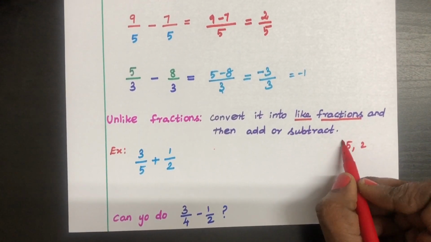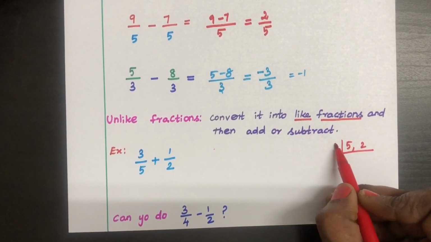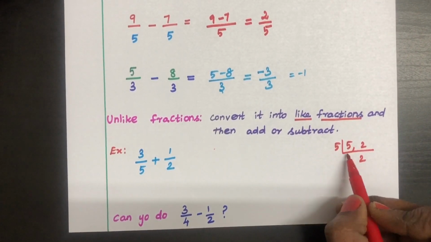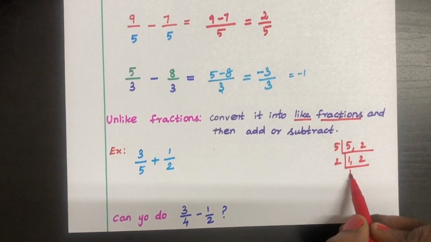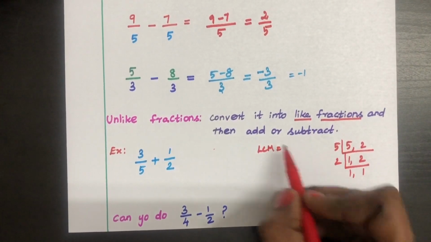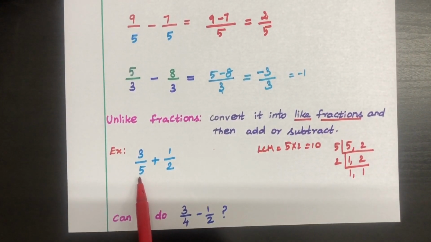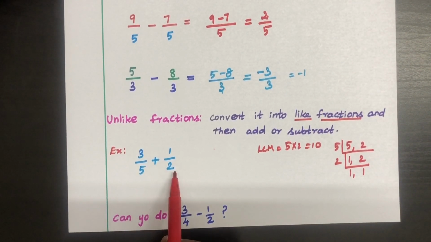5 comma 2. There is no common factor. So 5 into 2 is our LCM. 5 can divide this 5 one time, keeping 2 as it is. 2. 1 comma 1. So the LCM is equal to 5 into 2, equal to 10. Now we want to make the denominators as 10.